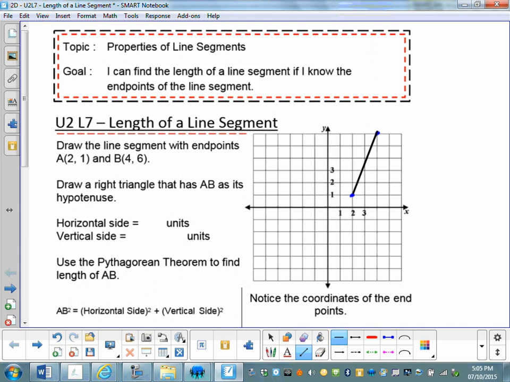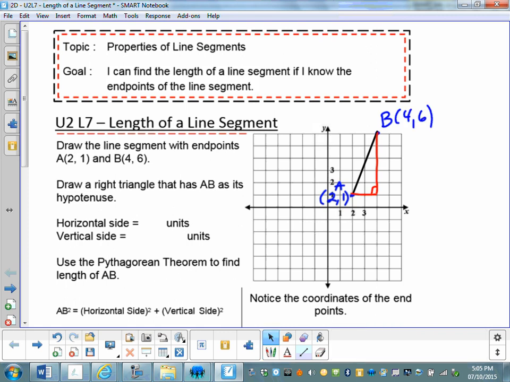So what we're going to do to try and do that is we're going to draw a right angle triangle here. So I'm going to draw a line here and a line here to create our right angle triangle. And actually I'll just label these points. So this is the point A, which is 2, 1. And my point at the top is the point 4, 6.